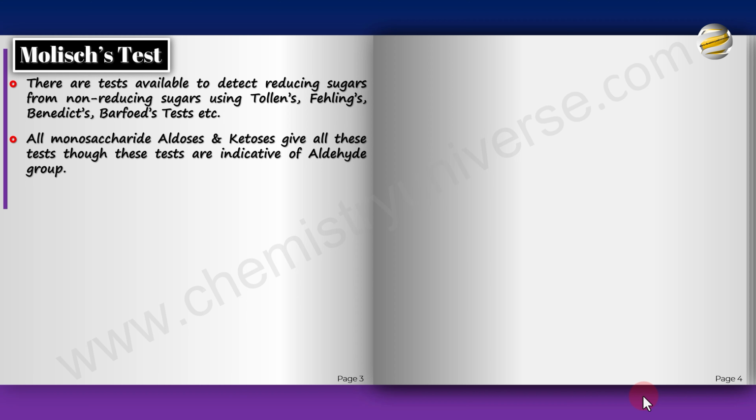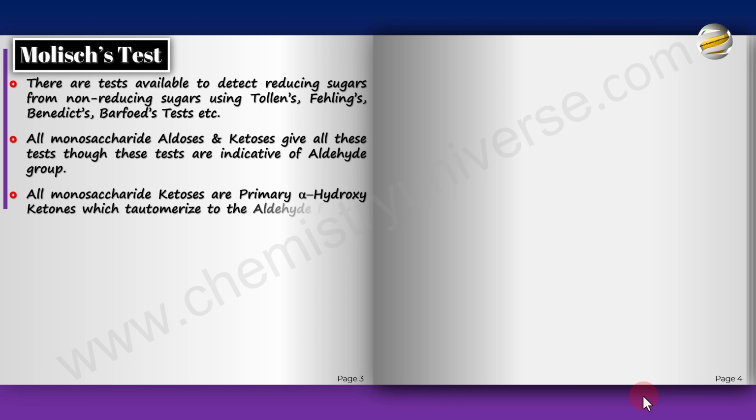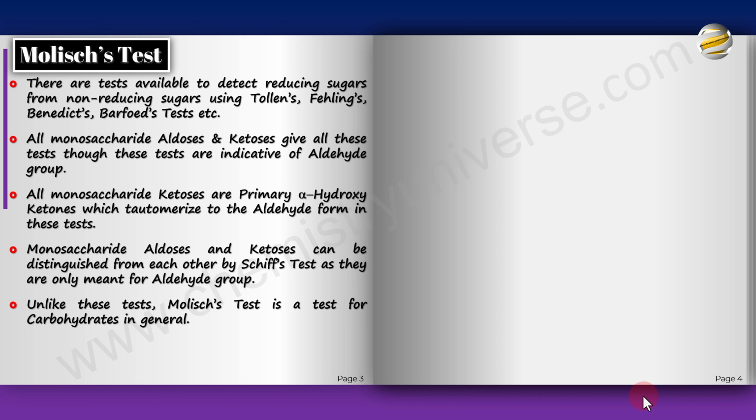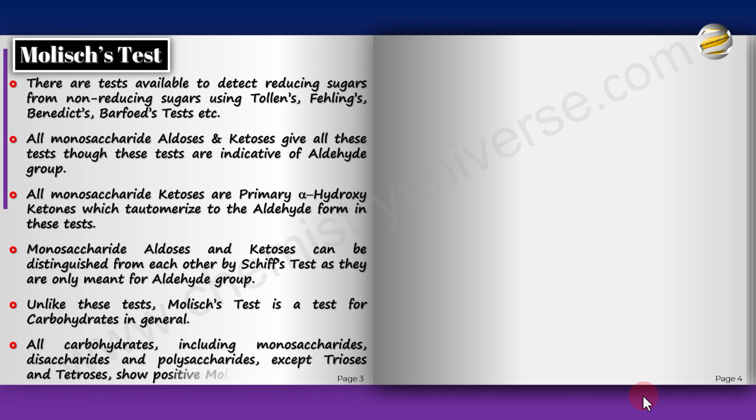As far as ketoses are concerned, they are also primary alpha hydroxyketones, which can tautomerize to the aldehyde form in these tests. The monosaccharide aldoses and ketoses can be distinguished among themselves by the Seliwanoff's test, as it is only meant for the aldehyde group. Unlike these tests, the Molisch test is a test for carbohydrates in general. All carbohydrates, including monosaccharides, disaccharides, and polysaccharides, except trioses and tetroses, show positive Molisch tests.